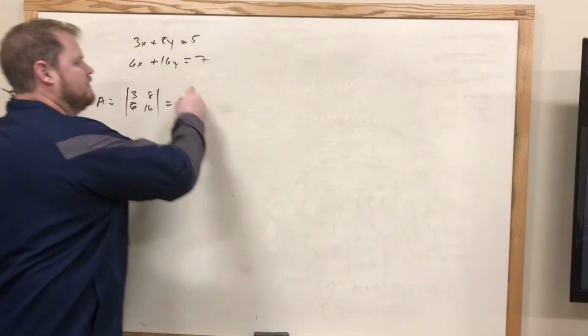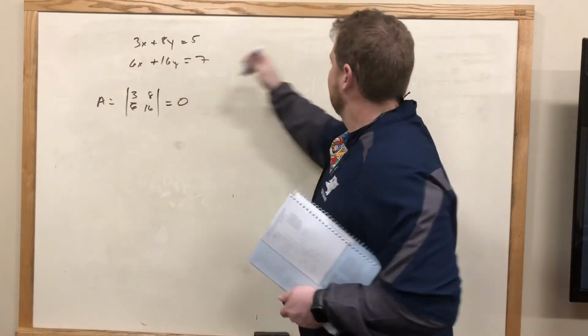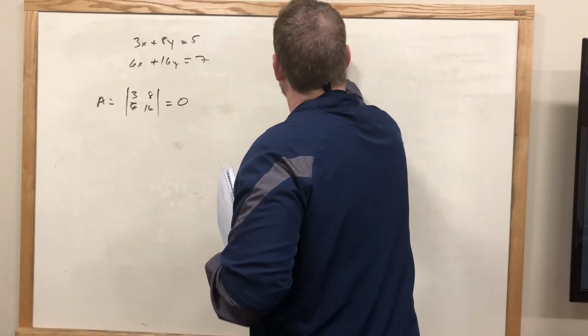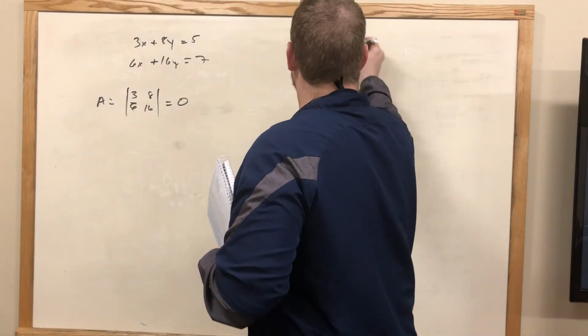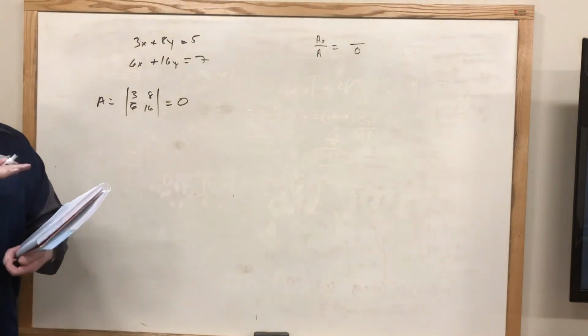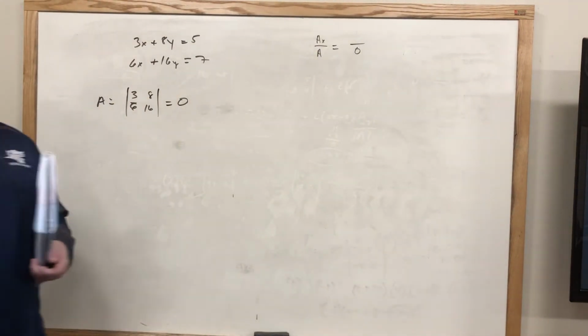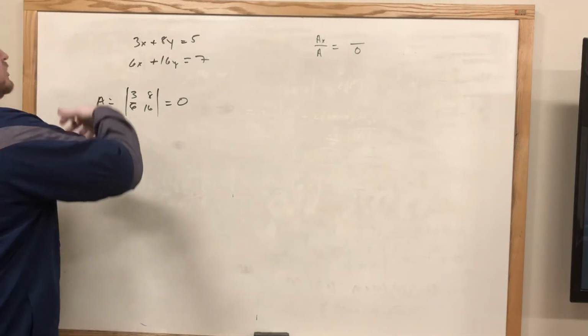Why? Because if you're finding x, remember, Ax is going to be over A, the determinant. The determinant is 0, so therefore, it's always going to be over 0. Anything over 0 is undefined. Therefore, this does not work. You don't need to do any more work that way. I understand you could solve the rest of it out.